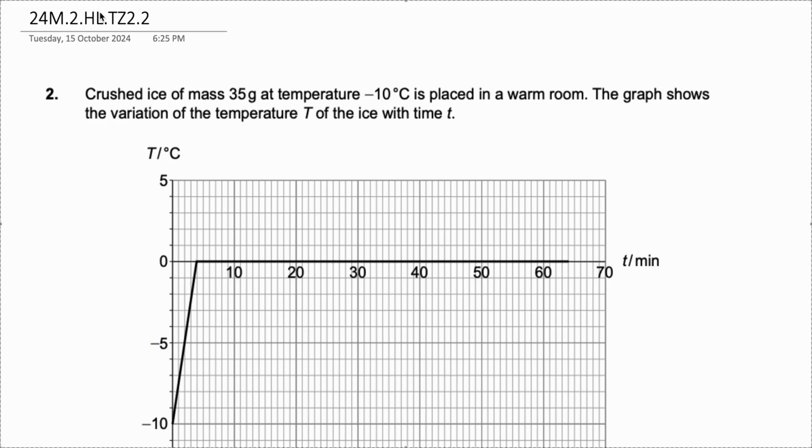Today we're going to be solving a problem from the May 2024 IB Physics HL examination. This is a Paper 2 problem from the Time Zone 2 paper. It relates to the topic of thermal physics.